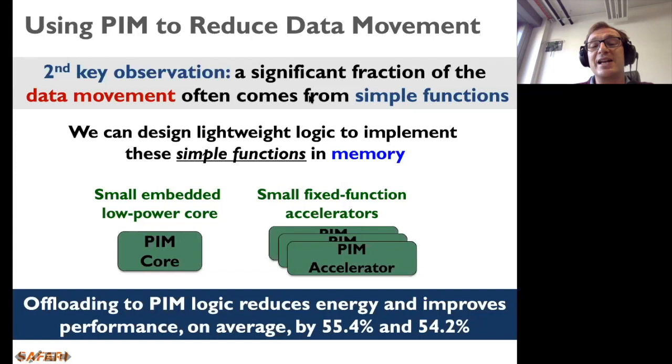Okay, so the key takeaway is basically that offloading the functions that we identify to the logic layer of 3D stacked memory reduces energy and improves performance by about 2x. Okay, that's the takeaway over here. It's not written 2x here, but you're reducing execution time by 55%, which means that you're improving performance by 54%.